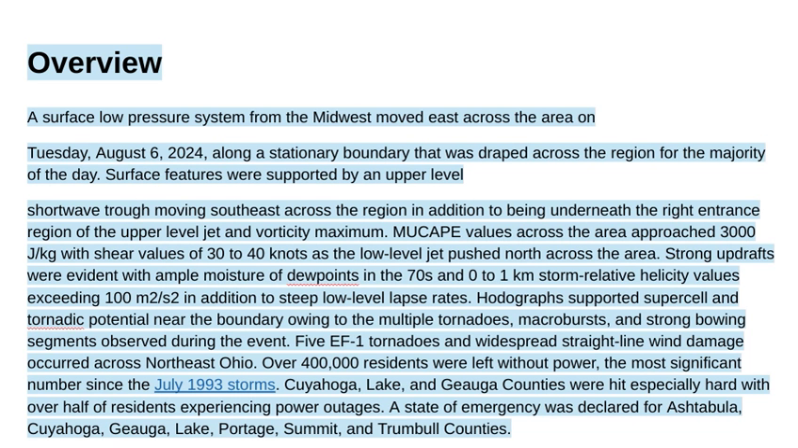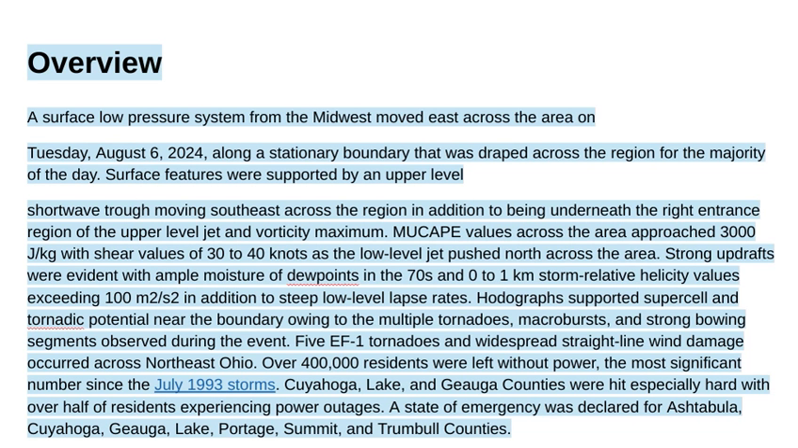The hodograph shows support of supercells and potential mesoscale boundaries, which caused multiple tornadoes and downbursts, the winds coming down, hitting hard at the surface and spreading out, and strong winds as well during the event. There were 5 EF1 tornadoes and widespread straight-line wind damage occurring across Northeast Ohio. Over 400,000 residents were without power, the most significant outage since the July 1993 storm.